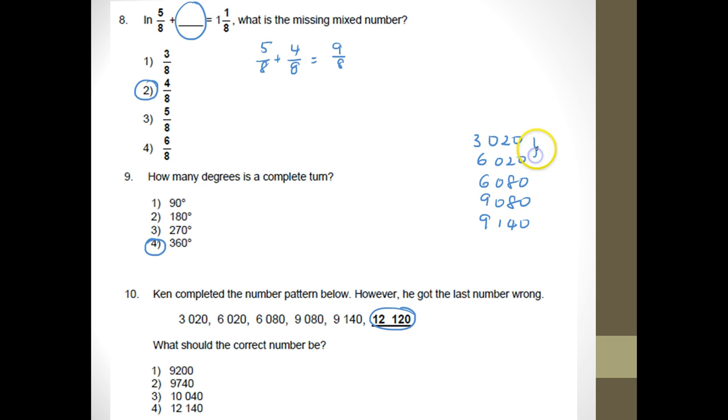So let's look at the difference here is 3,000, the pattern. This is plus 60, plus 3,000, plus 60. So the pattern is plus 3,000 plus 60 plus 3,000 plus 60. The next one is plus 3,000. So 9,140 plus 3,000 will be 12,140, which is option number 4.